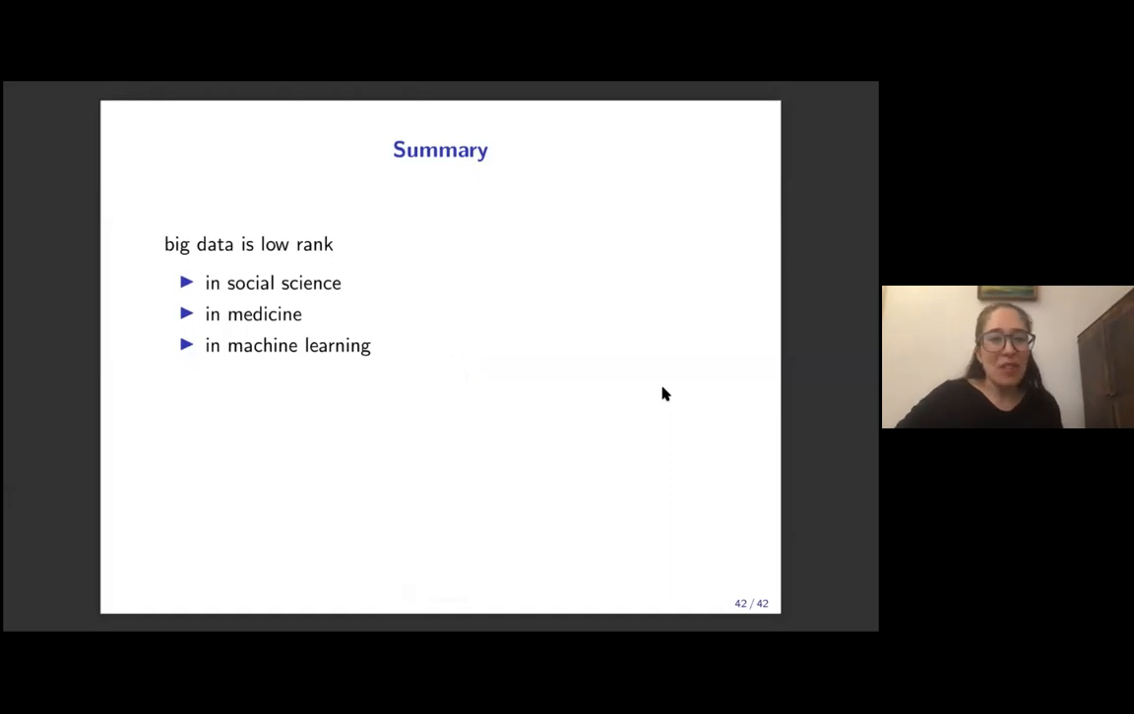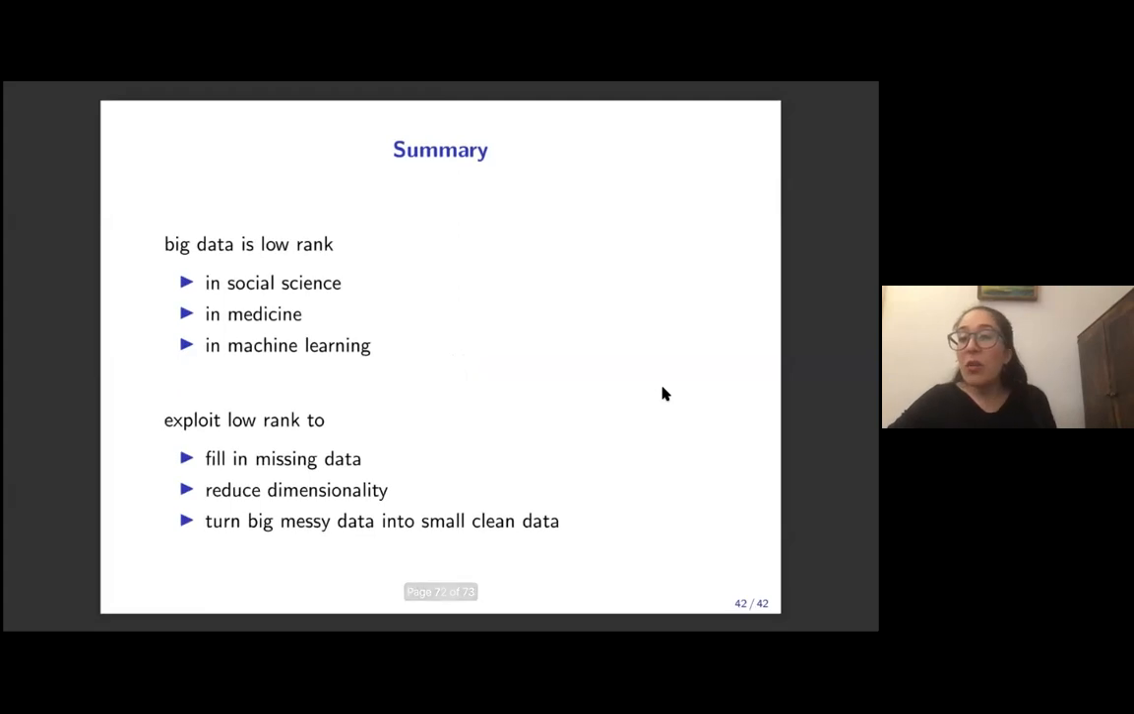I showed you examples in social science, in medicine, and in machine learning. And I showed you how to exploit low rank in order to fill in missing data, reduce dimensionality, and in some sense, turn big, messy data into small, clean data. So thanks for your attention. Would love more questions.